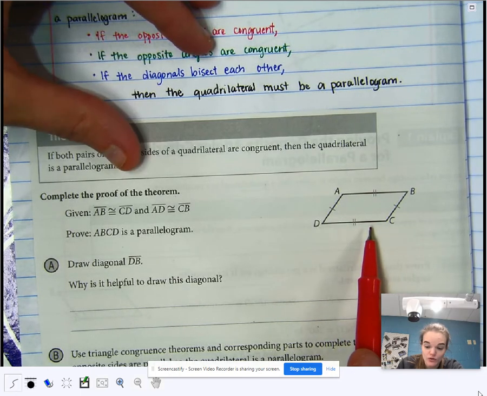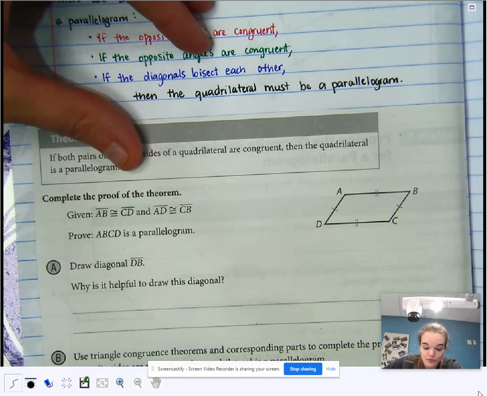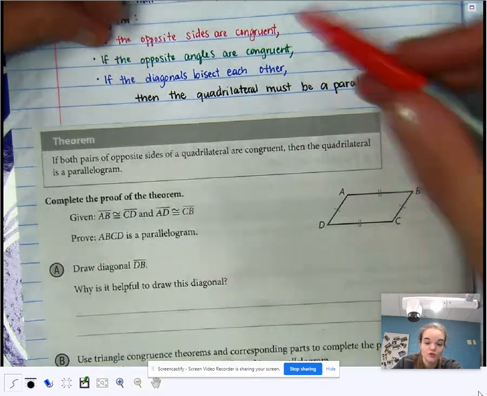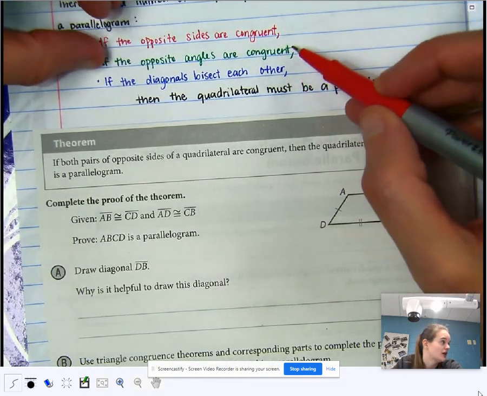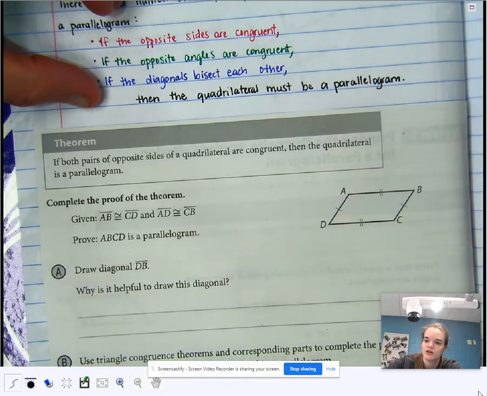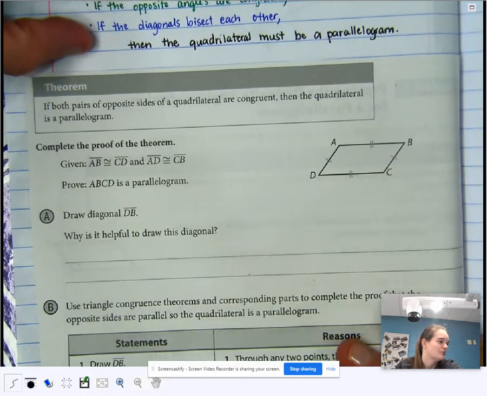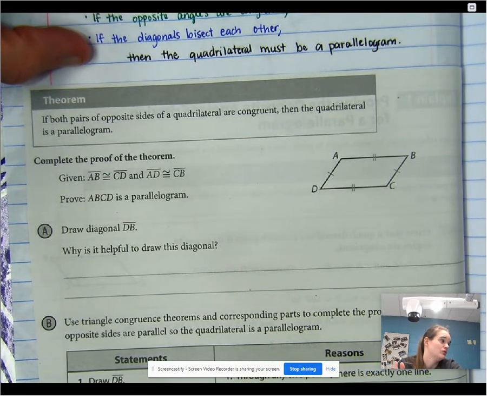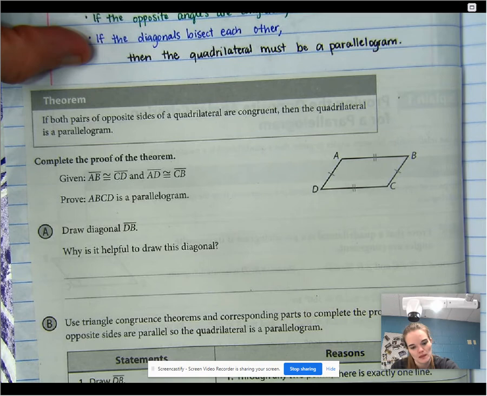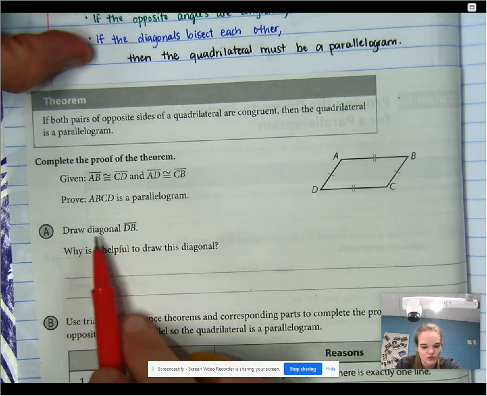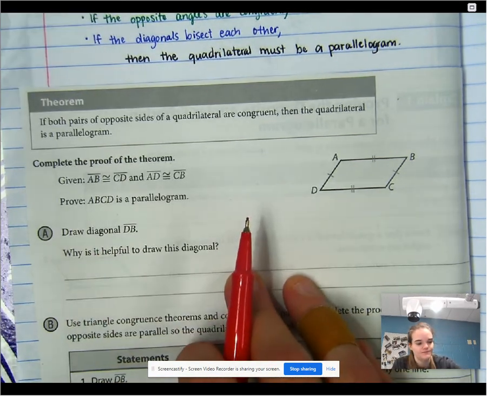Okay, and in order to do this, we are probably going to prove that the triangles are congruent and then use one of these others. We're either going to use opposite angles or that the diagonals bisect each other. And opposite angles will actually be the easier one to use because I don't have to worry about the bisecting thing. I'd have to prove 2 sets of triangles are congruent. All right, so it says first A, draw diagonal DB.